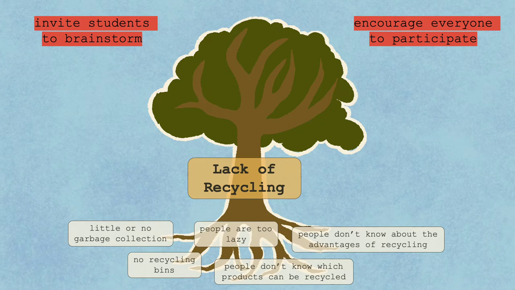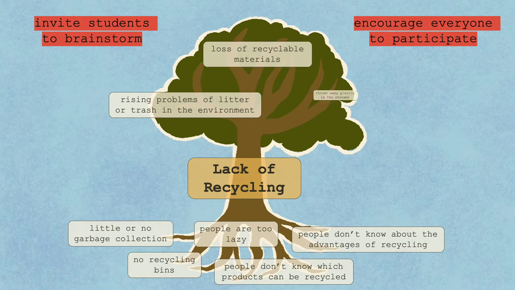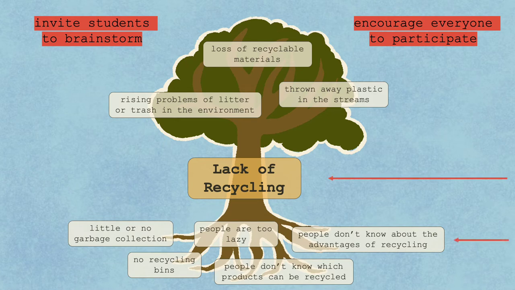Next, ask students to share what they think the effects of the lack of recycling are on the community. Again, capture all the ideas that students share, marking them on the branches of the tree. For example, rising problems of litter or trash in the environment, loss of recyclable materials, and thrown away plastic in the streams. Now, you have a problem tree that captures the problem, the causes, and the effects.